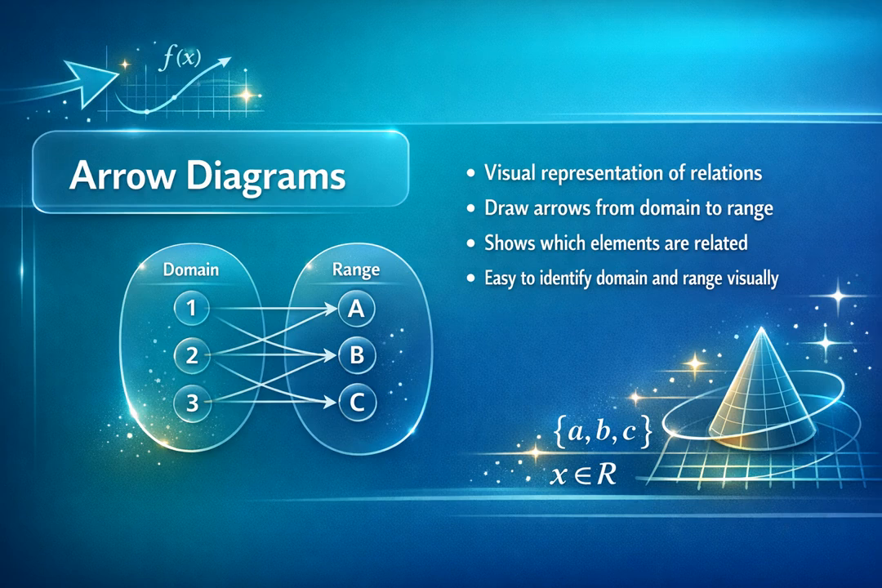Arrow diagrams are a great way to visualize relations. Draw two sets and use arrows to show which elements are related. The arrows point from elements in the domain to their images in the range. This makes it easy to identify the domain and range at a glance.